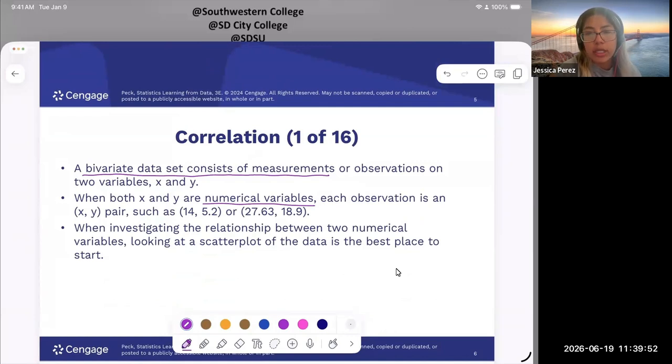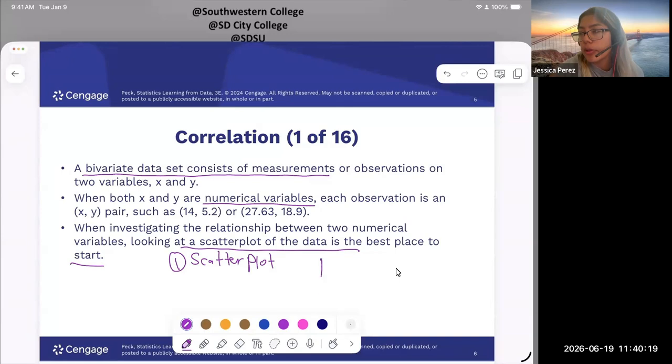When investigating the relationship between two numerical variables, looking at a scatter plot of the data is the best way to start. So when we have only one variable, usually of a numerical type, we do a dot plot. Now, when we have two variables and we're trying to investigate the relationship, we want to start by drawing a scatter plot.